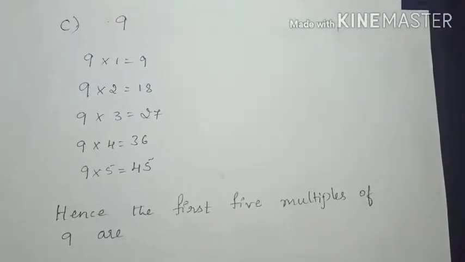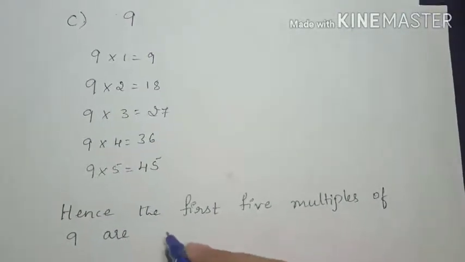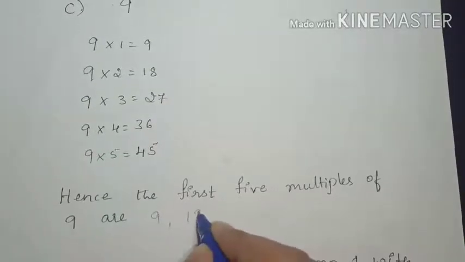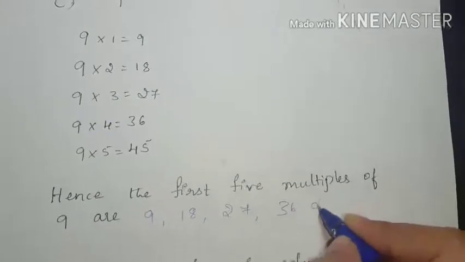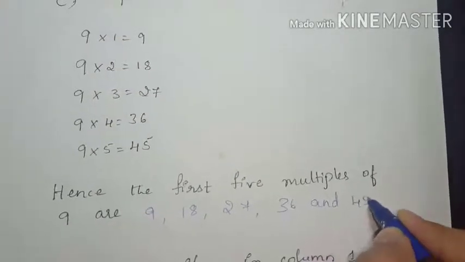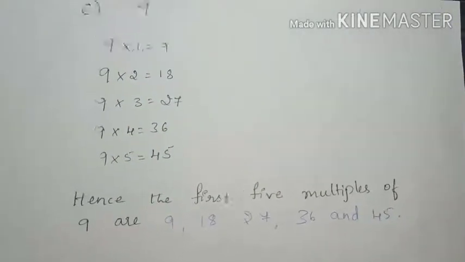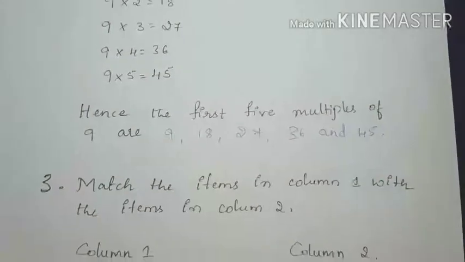Question C. The multiples of 9 are 9, 18, 27, 36 and 45. Let us move to the third main question.